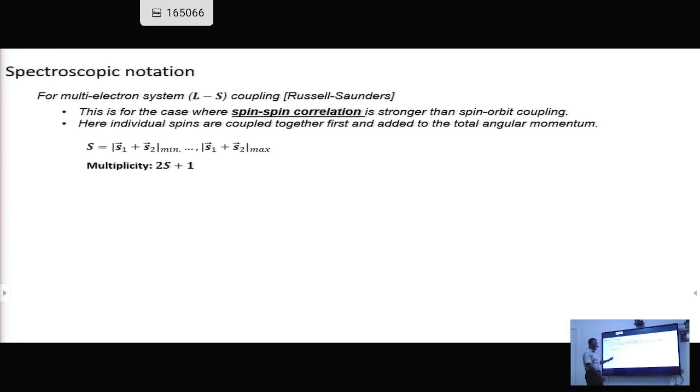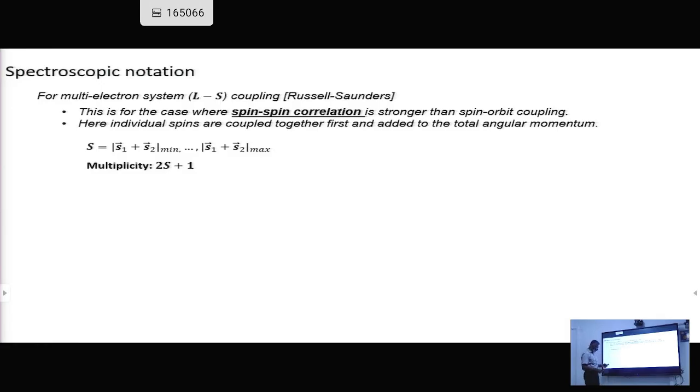That would be meaningless. So you cannot have a negative value. The minimum should be 0, and the maximum is the sum of them. And the multiplicity is just 2S plus 1, the same definition.